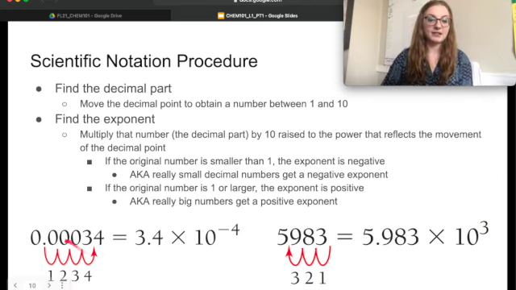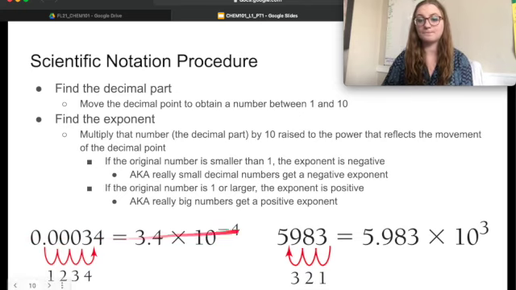So again, I got the 4 because I jumped the decimal point 4 spaces so that I could make it look like a number between 1 and 10. And I got the negative sign because this original number is between 0 and 1.